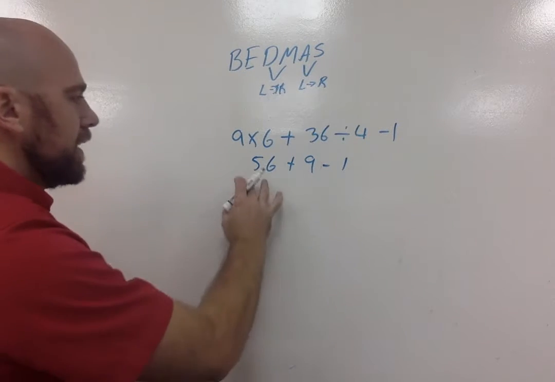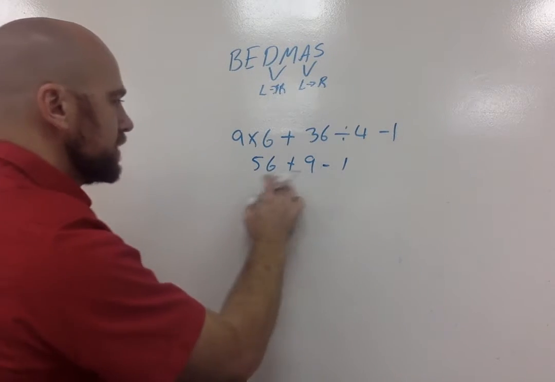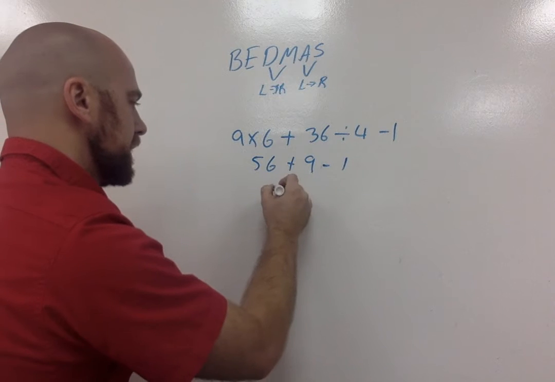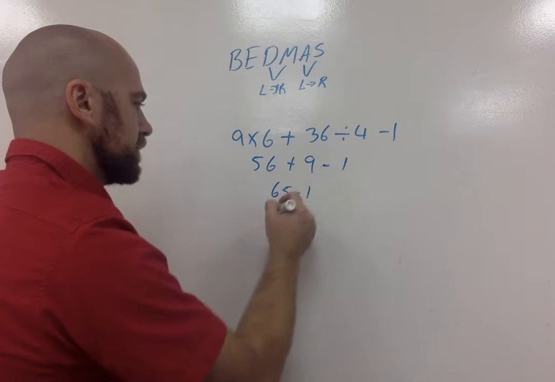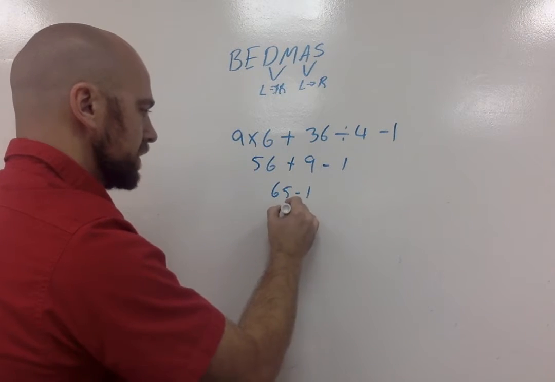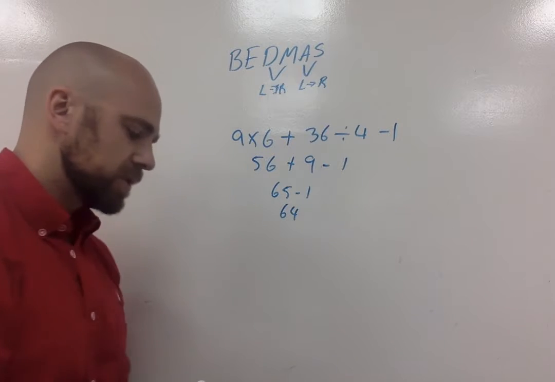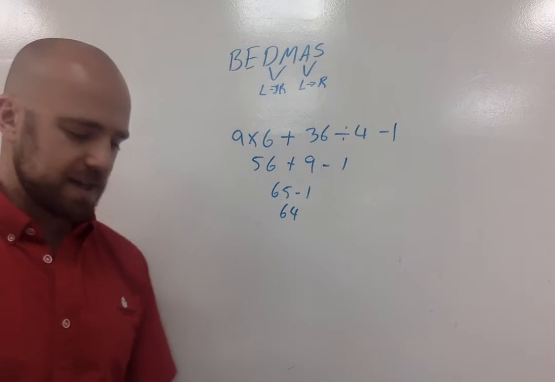All right, next I'm going to do my addition. So 56 plus 9 gives me 65 minus 1, and this is going to give me 64. So hopefully everyone got that as their answer.